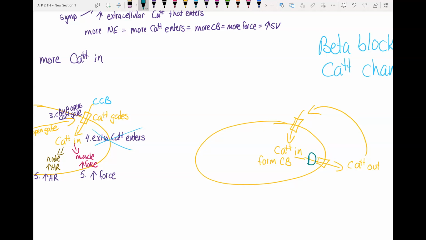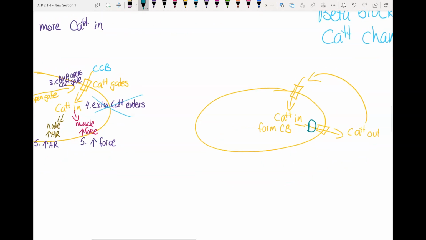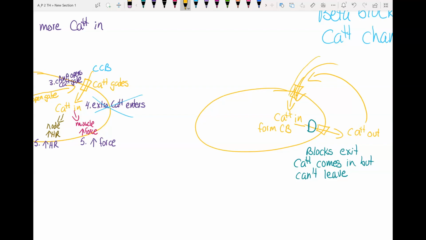Digoxin comes in right here, and it blocks the exit. So that's why it's like the Hotel California. The calcium comes in, but it can't leave. So then with the next heartbeat, more calcium comes in again, right? You're eating calcium as part of your diet, so you're not going to run out. With every heartbeat, more calcium comes in, but it can't leave. So this causes you to build up calcium inside that muscle cell.